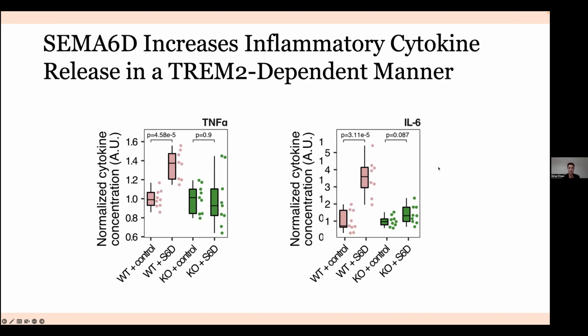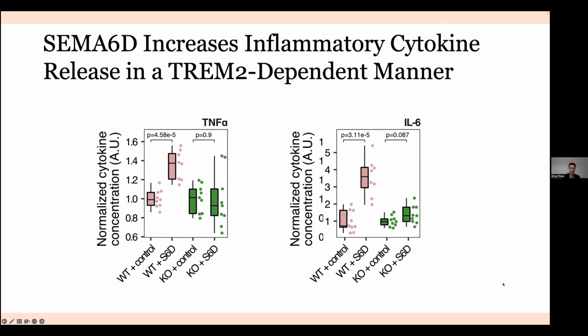Next. So we also wanted to see the effects of SEMA6D on pro-inflammatory cytokine release in our microglia. So we see that SEMA6D, in fact, increases TNFα and IL-6 in wild-type microglia, but elicits no response in our TREM2 knockout cells, as measured by mesoscale multiplexed immunoassay.